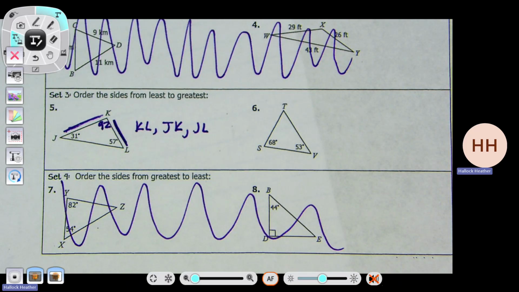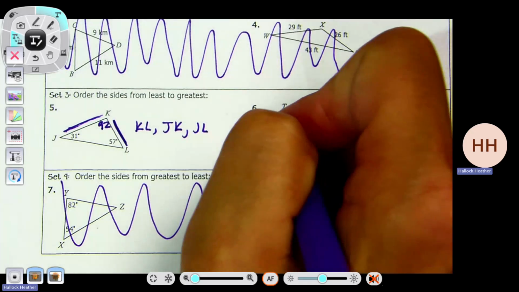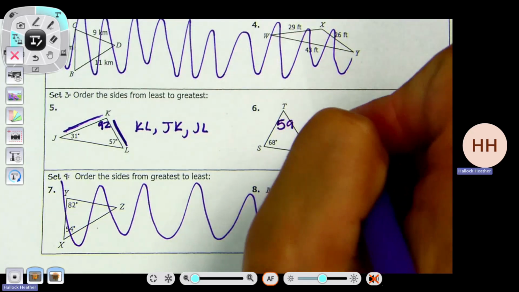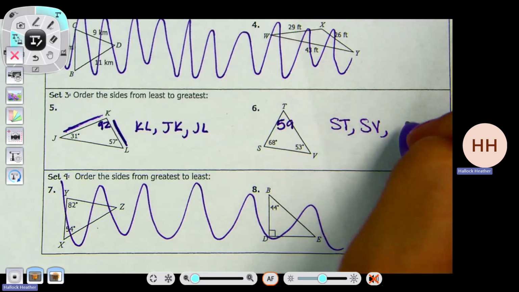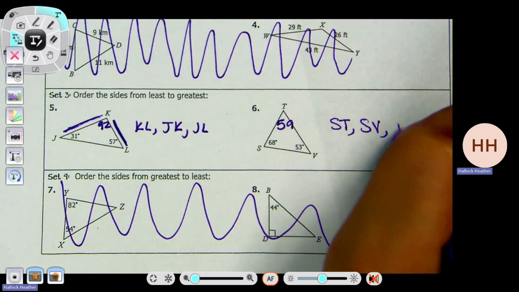Yeah, so the smallest angle goes into the smallest side. So GT. So 50 degrees is smaller, opposite. So which one's my smallest side? ST. Because what's the next smallest side? SV. Last one is TV.